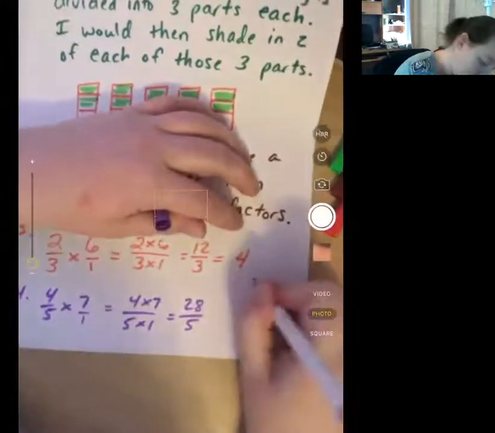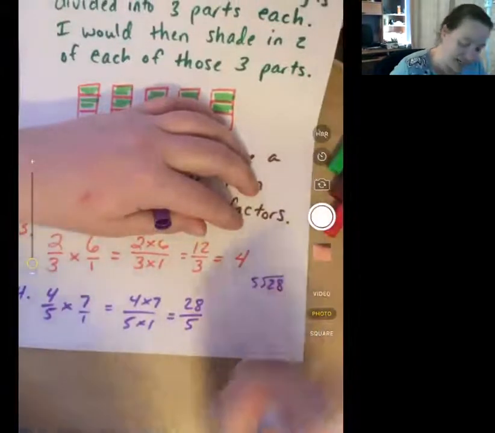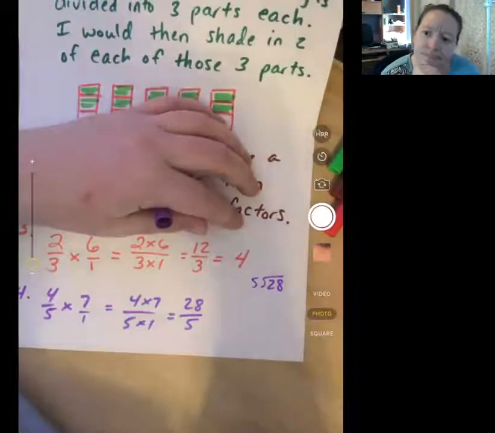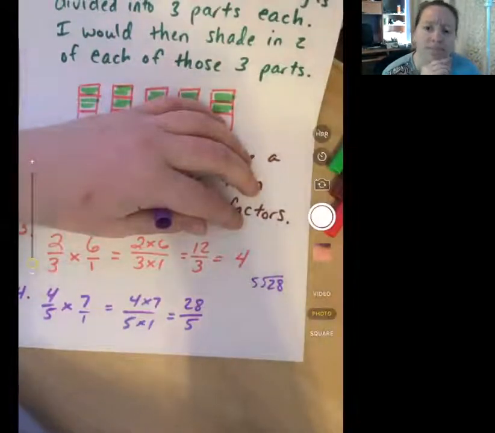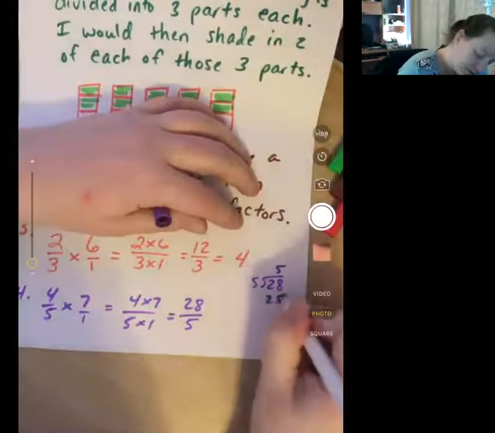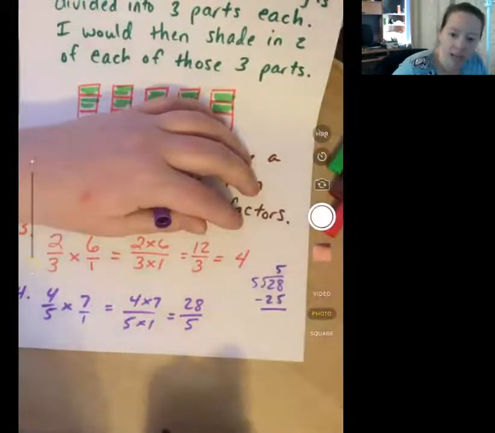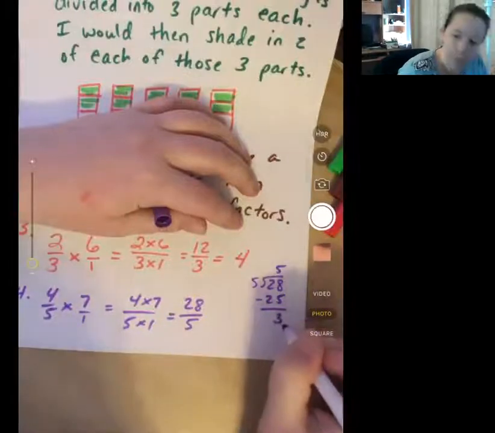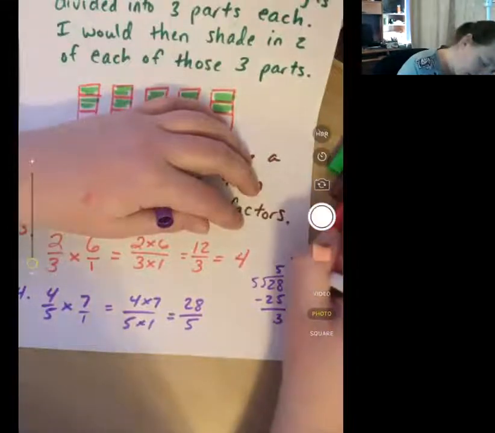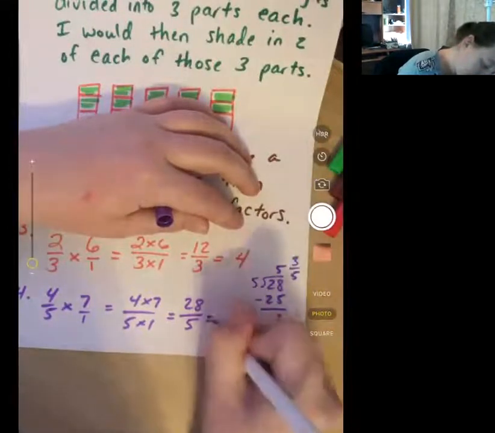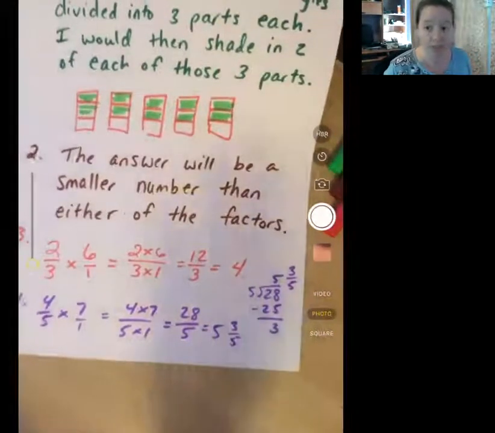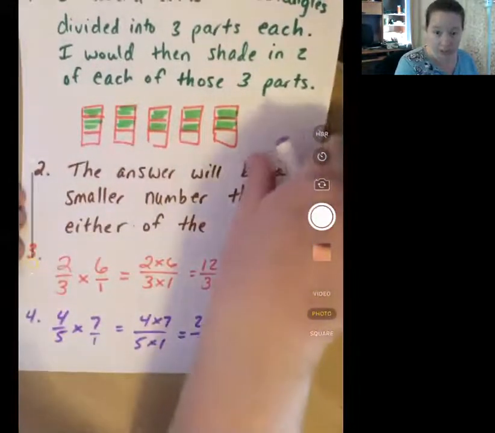Okay, so 5 goes into 28. How many times? 5 times what is about 28? Well, 5 times 5 gives us 25. And then I can do the 8 minus the 5, which gives me a 3. And so I am left with 5 3/5. Okay? Pause it if you need to. I'm moving on to the next page.